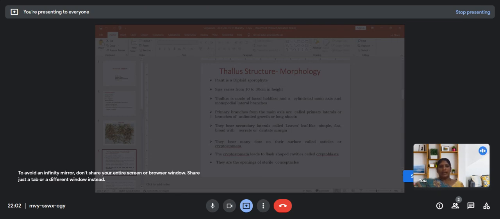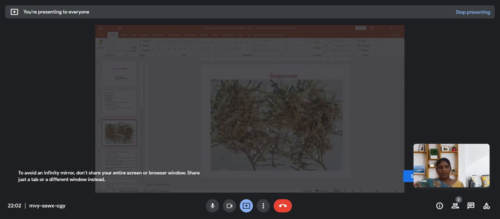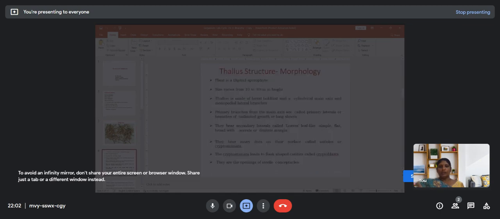The bare secondary laterals are called leaves, leaf-like, simple, flat, broad structures with serrate or dentate margin, where you can see in this picture, this is the main axis, and here the serrate and dentate region, they are the secondary laterals. Along with that, you can see the air bladders, which give buoyancy for the plant, that is for the algae to float in the water.